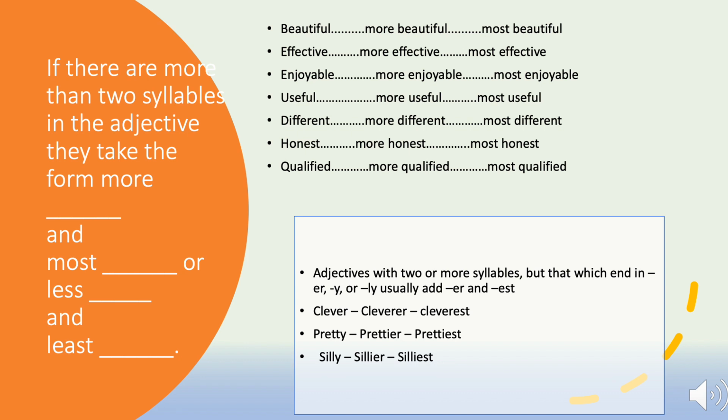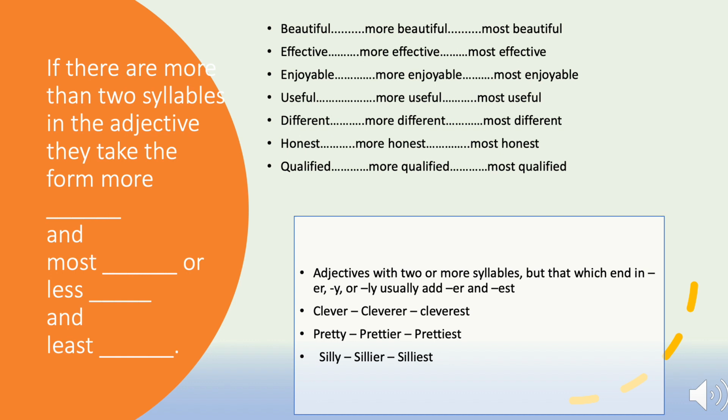Now, suppose you're talking about something, the quality that is diminishing. For example, this is an interesting book that is less interesting than this one. This is the least interesting book that I have ever read.